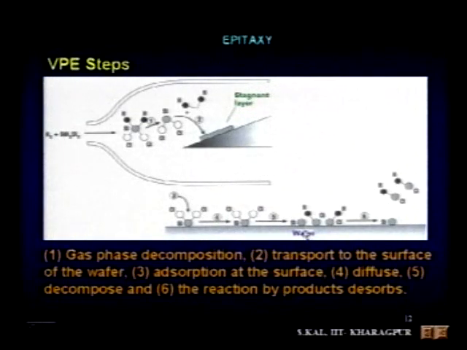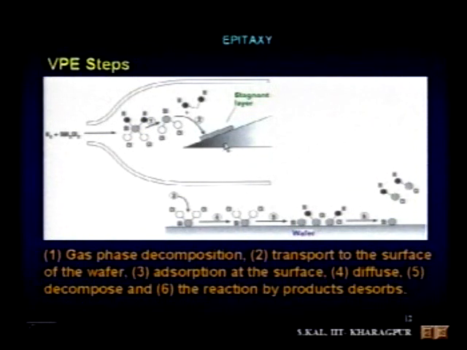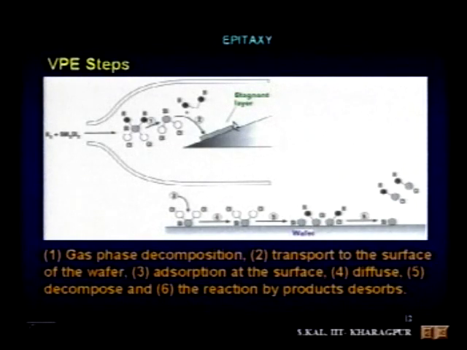Then the fifth is decomposition. Again, you see here the chlorine and hydrogen, because they have to form HCl and decompose. And the next one, the reaction byproduct dissolves. The reaction byproduct should go out, that is as HCl. So that is the sixth here. The H and Cl, hydrogen and chlorine, combine together, form HCl, and they dissolve, meaning they evaporate from the surface. These are the steps: gas phase decomposition, transport to the surface of the wafer, then absorption at the surface, then diffusion on the surface, then decomposition, and reaction byproduct dissolves. So these are the steps in the total vapor phase epitaxial growth process.